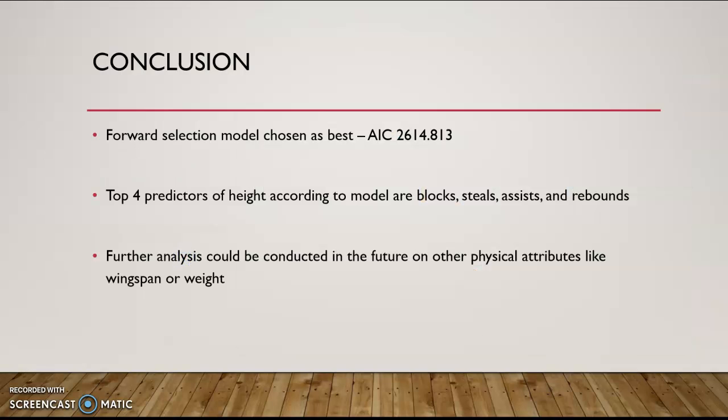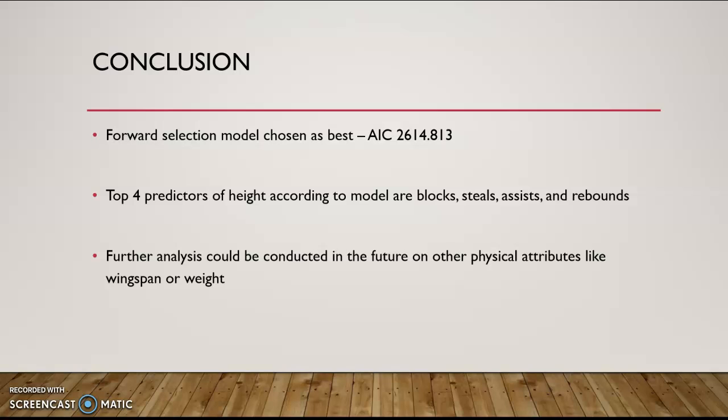So, in conclusion, the forward model came out to be the best one according to the AICs, which it had the lowest of with 2,614.813. I think it's fair to say that this model is a solid one, given the similar results that it had compared to the correlation matrix. And the top four variables that the model picked are blocks, steals, assists, and rebounds.